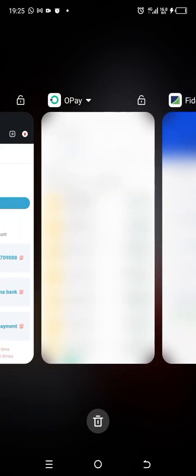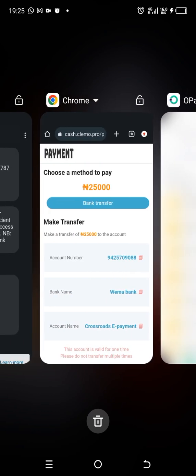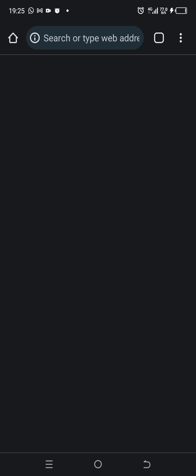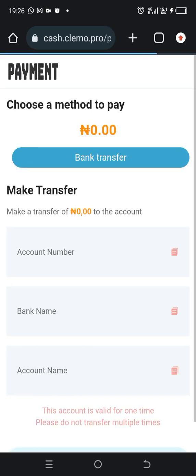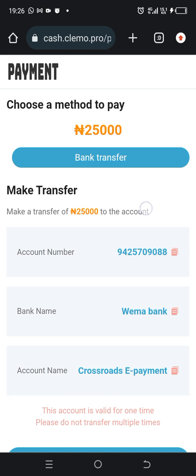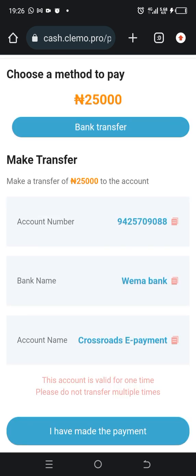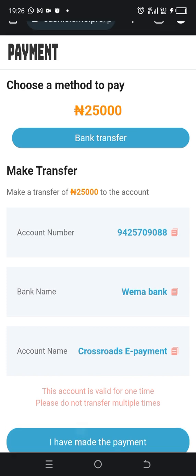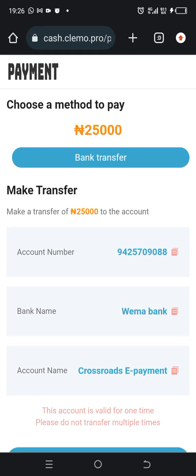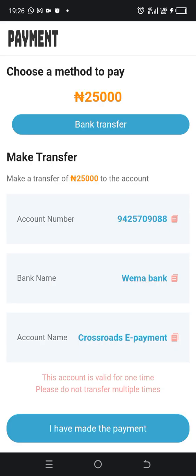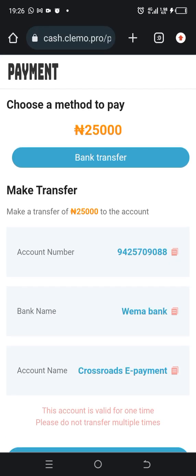All right, so at this point I've made payment. Let me see if it will reflect here immediately. Although there was a network problem, so I don't know if the money would have reflected by now, but I will click I have made payment, and then watch what will happen. They say this account is valid for one time. Please do not transfer multiple times. That's okay. So I've made payment, and they are yet to receive it.